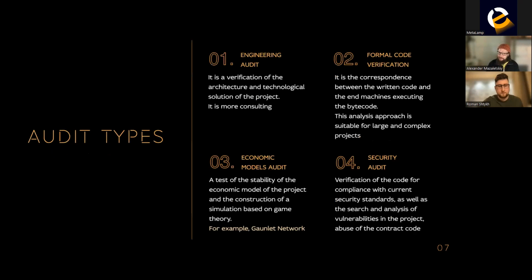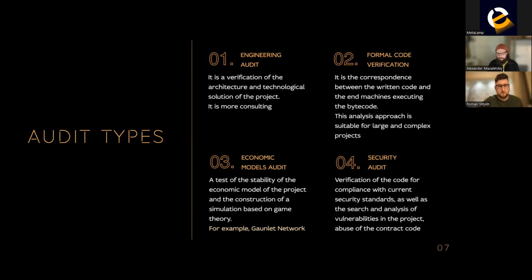Audits are different. Let's briefly analyze it. The engineering audit includes verification of the architecture and technological solution of the project. This is mostly consulting. Auditor companies can also do a code review or a formal code verification. In this case, they don't go deep into the project logic and don't prepare the report. They mainly check the quality of the code. This analysis is suitable for large and complex projects.